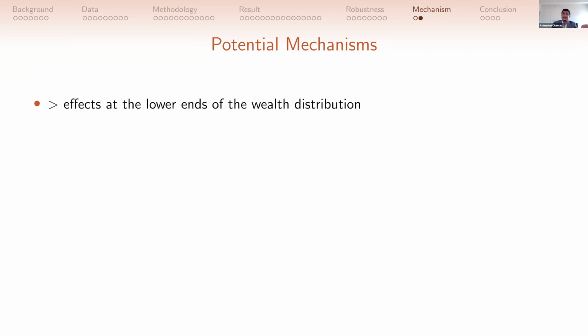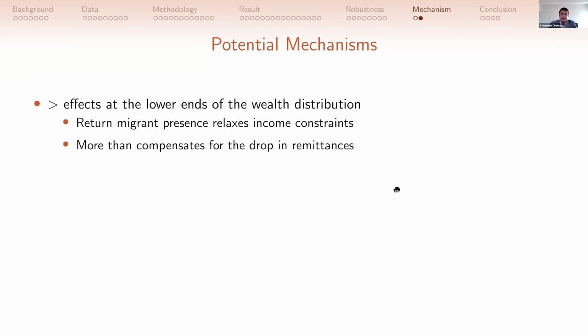We also find greater effects at the ends of the wealth distribution. Now, there might be two reasons. The first one is that return migration presence may relax the income constraints and more than compensates for the drop in remittances, because they have returned back home and there are no remittances being sent to the household.